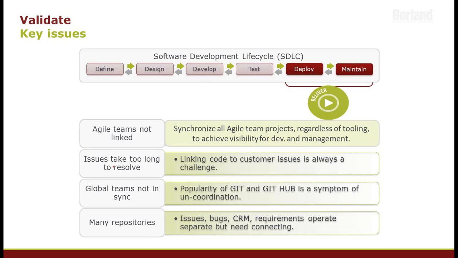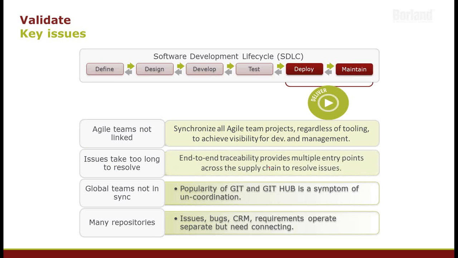Issues take too long to resolve. If there's a bug, it takes too long to fix that bug. And linking code to customer issues is always a challenge. So end-to-end traceability provides, okay, I'm just waiting for the screen to update. Yeah, I guess it is updated. So end-to-end traceability provides multiple entry points across the supply chain to resolve issues.